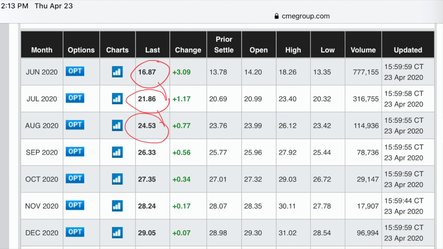And you know, when you have that type of scenario, USO will likely continue to fall because they just have to keep rolling these contracts into more and more expensive things, and that's just a really, really bad situation. So I need contango to go bye-bye, okay?